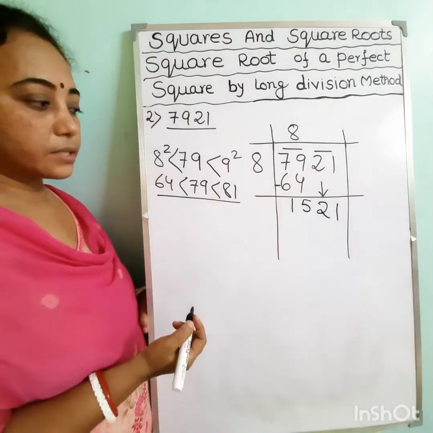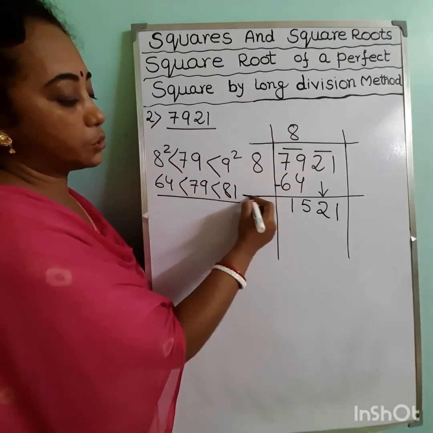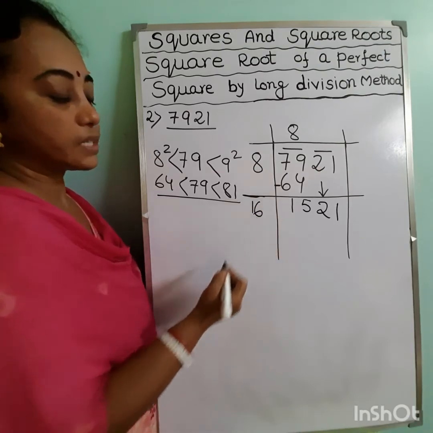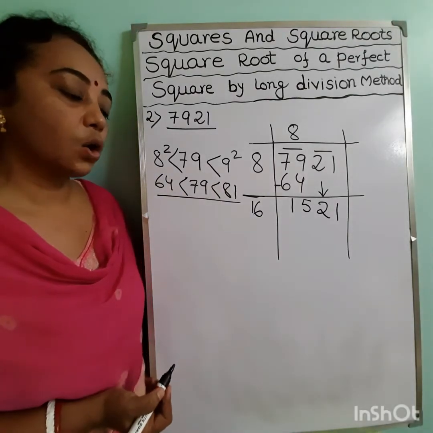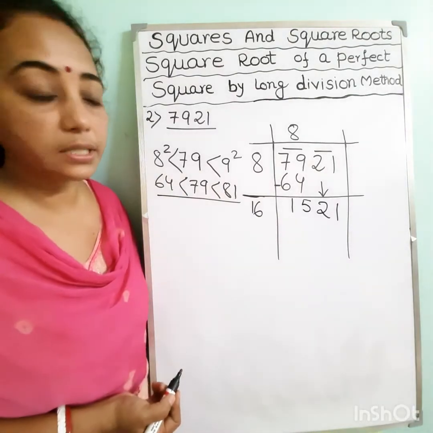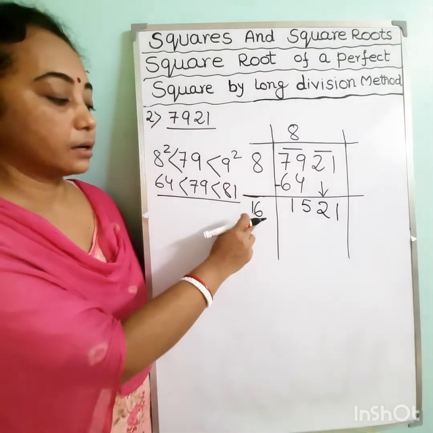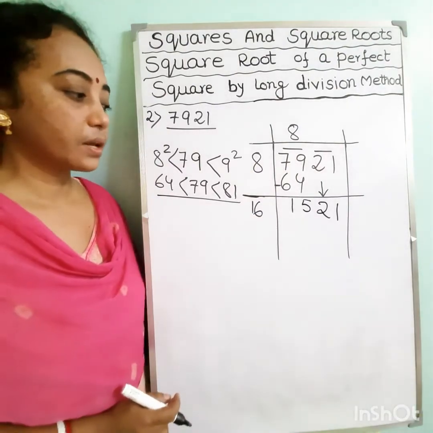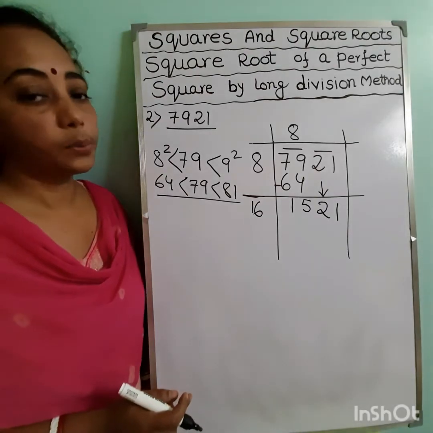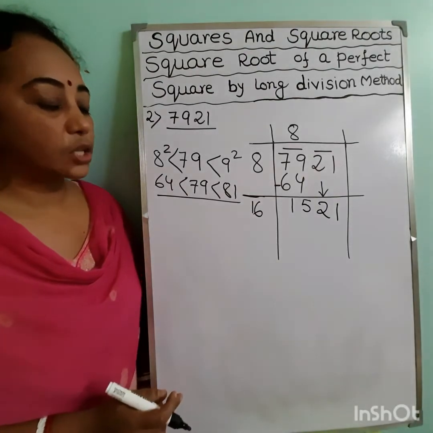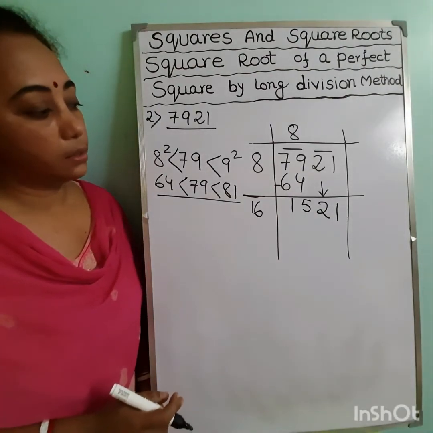Now for the next divisor, we just double the quotient. That is coming here 16, 8 2s are 16. So we write 16 as the leftmost digits of the new divisor. Then we have to think of a digit to be placed on the right side of 16, which also becomes the new digit of the quotient, such that the product of the new divisor and this digit is less than or equal to the new dividend.